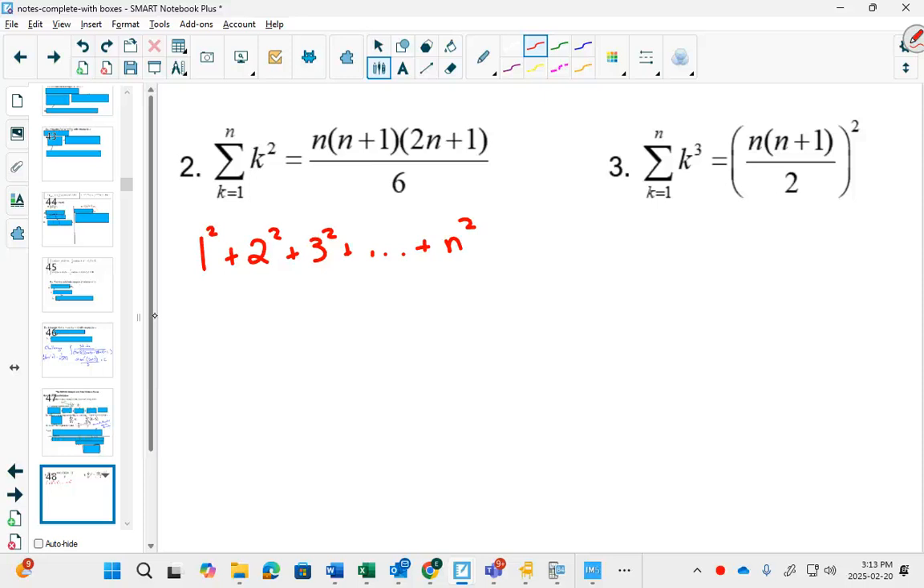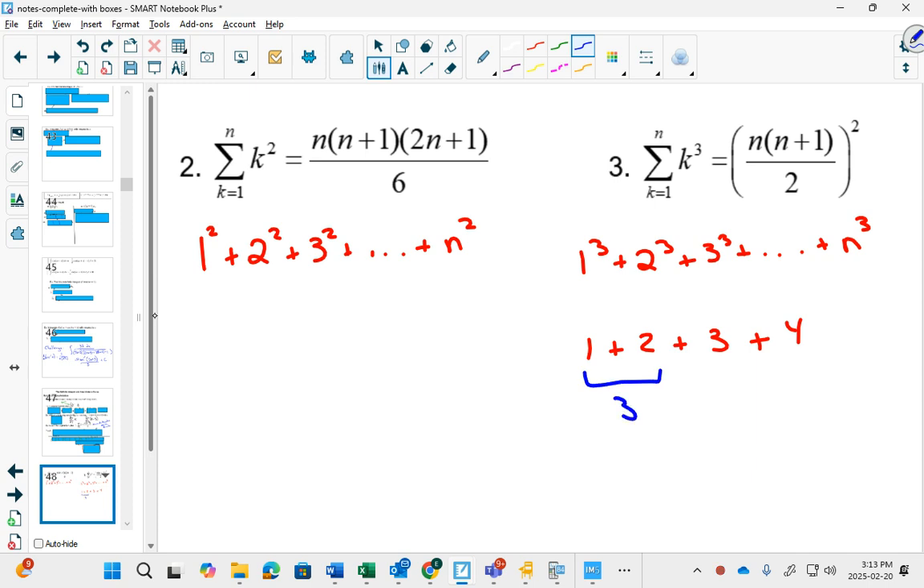And then even crazier, look at this one. You did 1 cubed plus 2 cubed plus 3 cubed plus dot, dot, dot, all the way up to n cubed. It's exactly the same as adding up to n, but you just square it. That's weird. Okay, check it out. Let's just do up to 4. If I added 1 plus 2, if I just added the first 2, do you see that you would get 3? If I add up the first 2 cubes, you get 3 squared, which is 9.